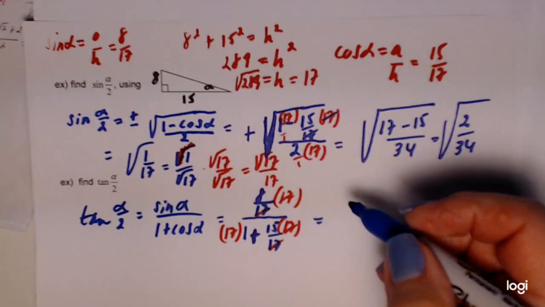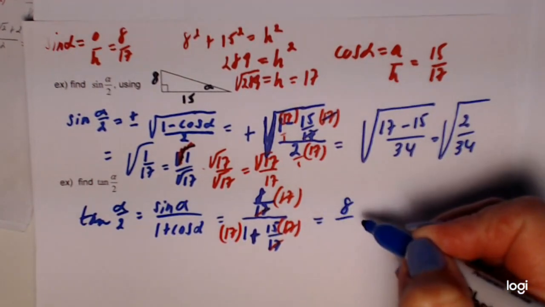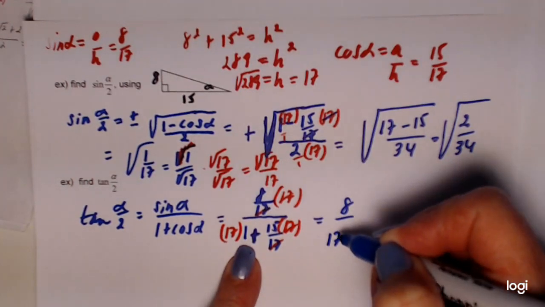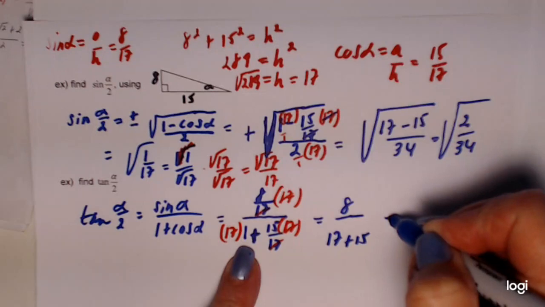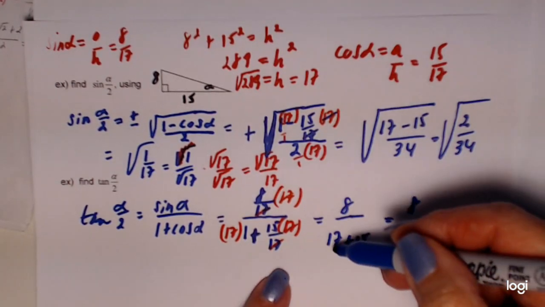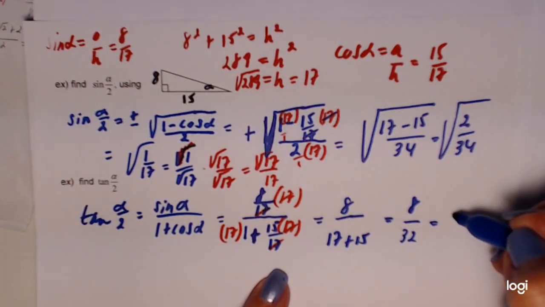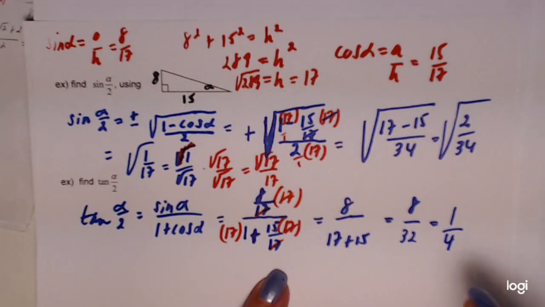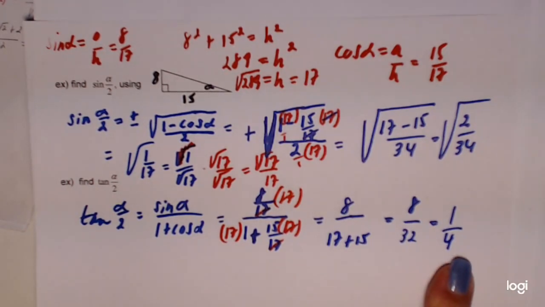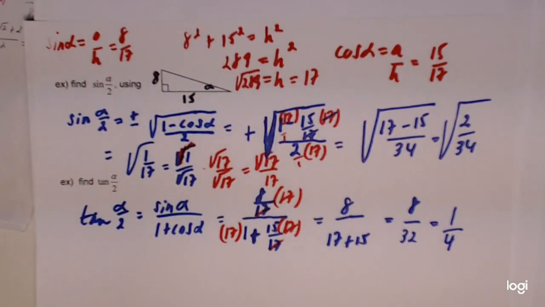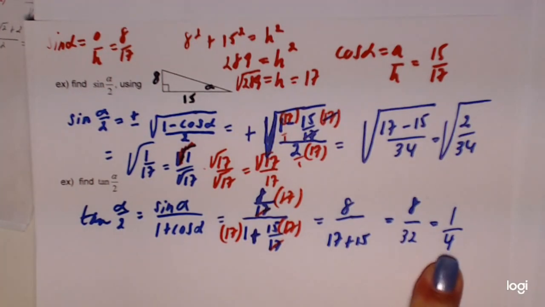The 17s are gone, so we have 8 in the numerator. And in the denominator, we have 17 times 1, which is 17. And then we have 15. And then we can add 17 and 15. This is 32. And now 8 over 32 simplifies to 1 over 4. And that would be our answer. We don't have to worry about the signs because assuming it's the picture, everything is in quadrant 1. We haven't been told otherwise. And yippee, no denominator needing to be rationalized.